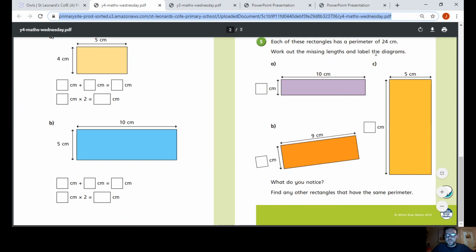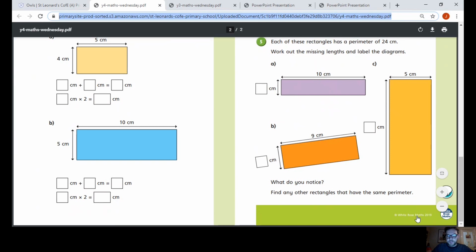At the bottom, each of these rectangles has a perimeter of 24 centimeters. Work out the missing lengths and label the diagrams. So if we know that each one of these equals 24, now we know that this side is 10, which means we know this side is 10. So that means 10 add 10 is 20. How many centimeters have we got left to use? And then we've got to divide that between two sides. So that is how you work out this type of question. Good luck, year 4.